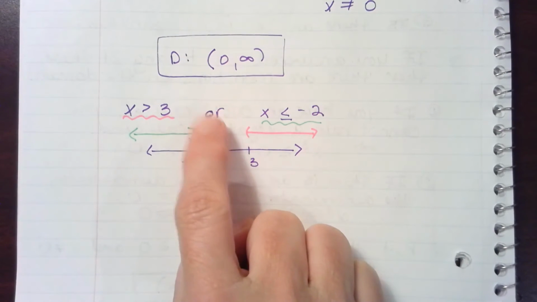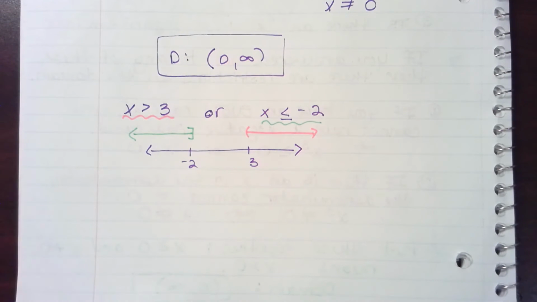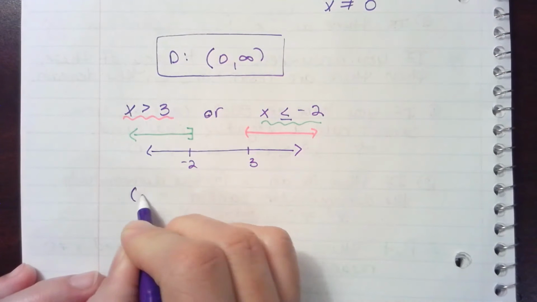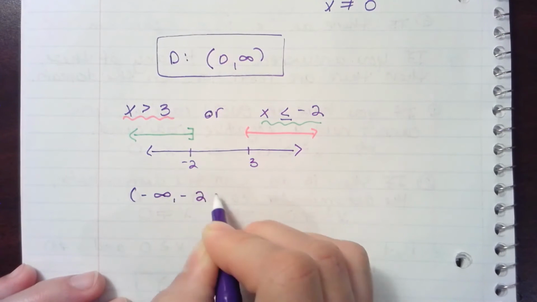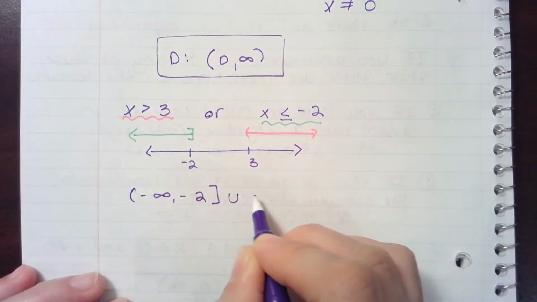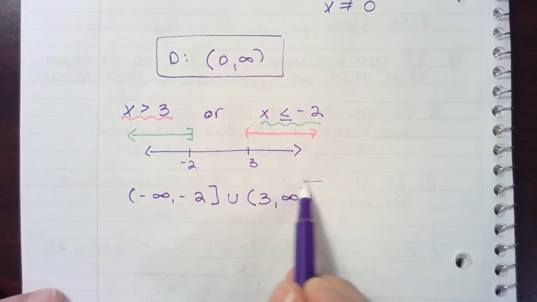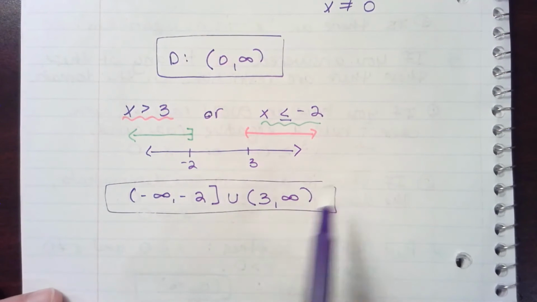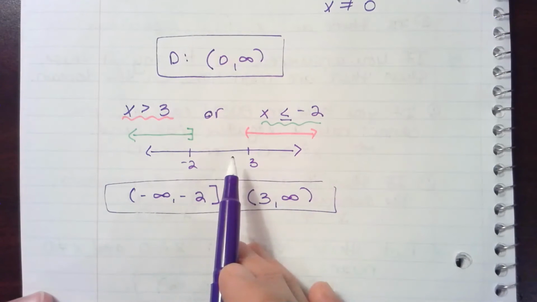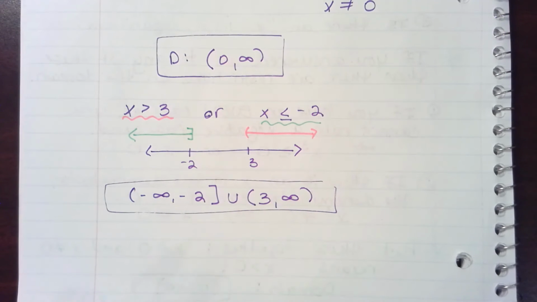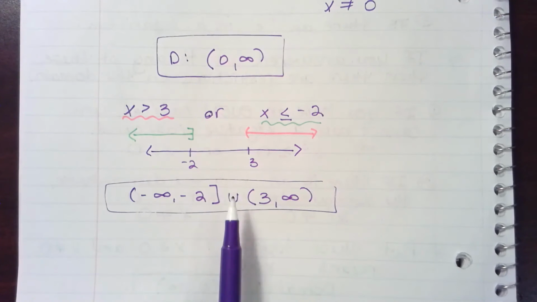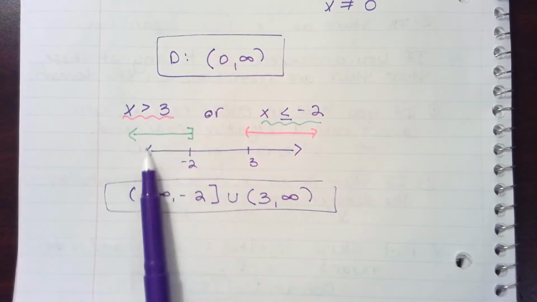So if you have an or here, that's the same thing as a union. So we have -infinity to -2 bracket union parenthesis 3 to infinity. This would be the way you would write all of this information in interval notation. Or means union, and union means you take everything in both.